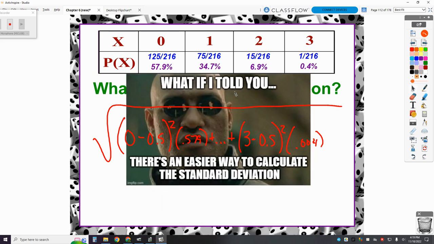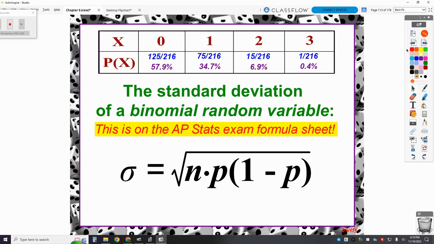But again, Morpheus is here to save the day. There's a formula on the AP Stats exam formula sheet. We don't have to do the one variable stats again. Now you can if you want, but let me reveal to you this formula. The formula is for the standard deviation, again, of only a binomial random variable. It is the square root of N, the number of trials, times P, the probability of success, times the complement of the probability of success, 1 minus the probability, which really represents the probability of a failure.